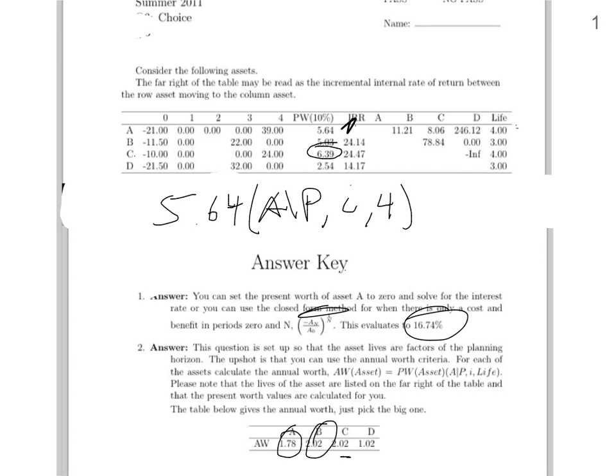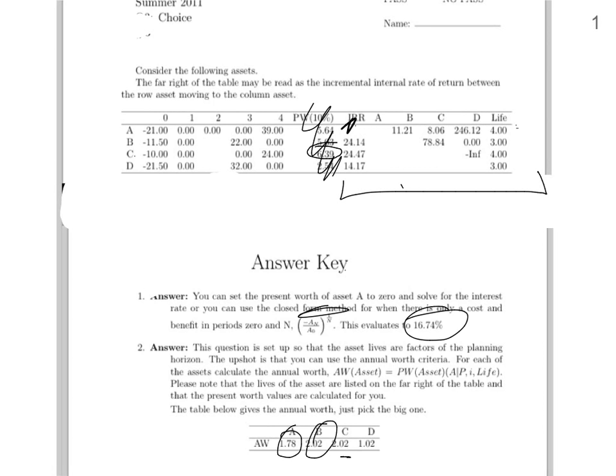The final question is about what happens when the minimum acceptable rate of return changes from 10% to 20%. Well, what that means for us is that all these present worth calculations can't be used, and you're stuck using all those internal rate of return calculations that are there. So what you're supposed to do is strike out all assets that have internal rates of return less than minimum acceptable. Well, D gets knocked out because it has an internal rate of return of only 14. A gets knocked out because that has an internal rate of return of only 16.74. And you're left with only assets B and C.